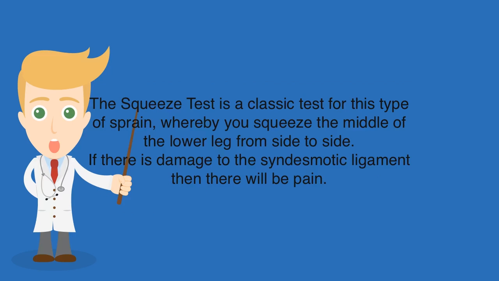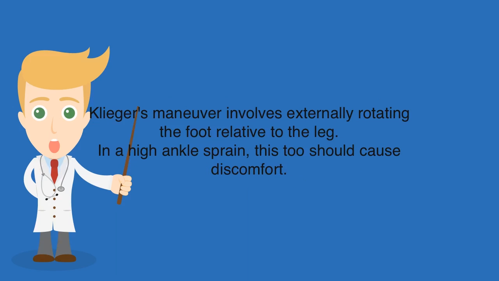The squeeze test is a classic test for this type of sprain, whereby you squeeze the middle of the lower leg from side to side. If there is damage to the syndesmotic ligament, then there will be pain. Kleiger's maneuver involves externally rotating the foot relative to the leg. In a high ankle sprain, this too should cause discomfort.